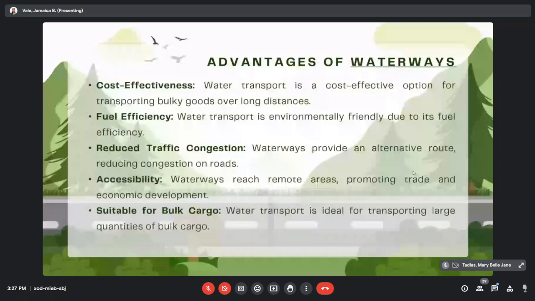Next is accessibility. Waterways reach remote areas, promoting trade and economic development. And lastly, we have suitable for bulk cargo. So water transport is ideal for transporting large quantities of bulk cargo. So next slide.